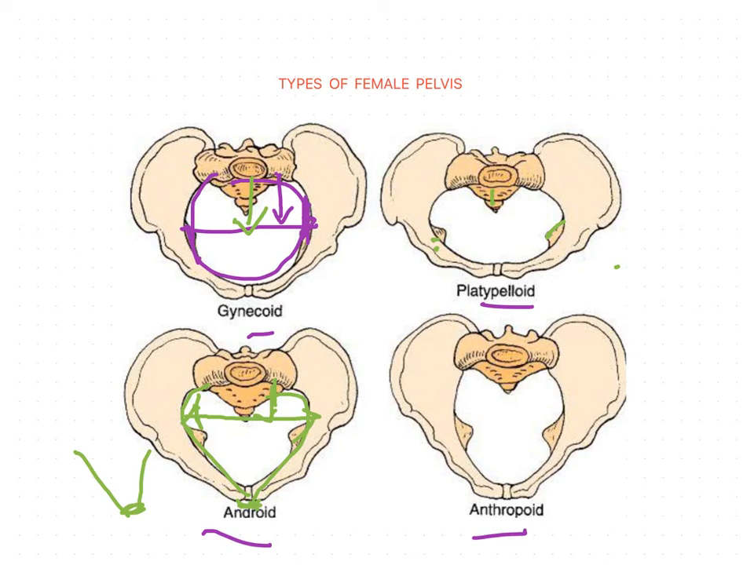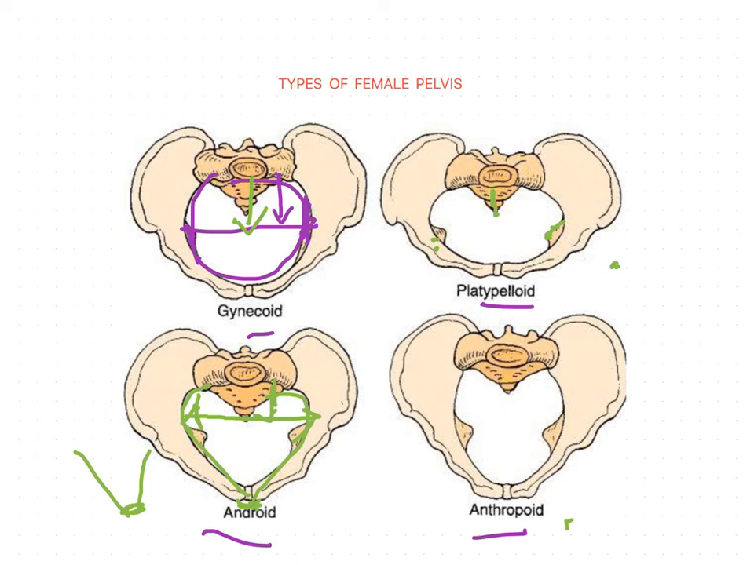Platypelloid type is not seen in apes. So anthropoid is seen in apes. This platypelloid is seen only in 2.6% of the female population. It is transversely wide with a flattened shape, and it is also wide anteriorly, with greater sciatic notches of male type. It has a short sacrum that curves inwards, reducing the diameter of the lower pelvis.